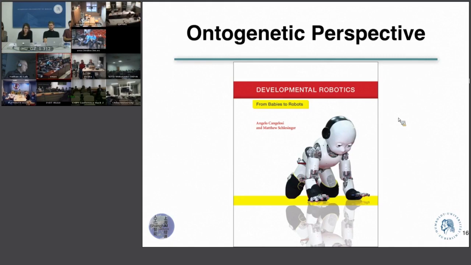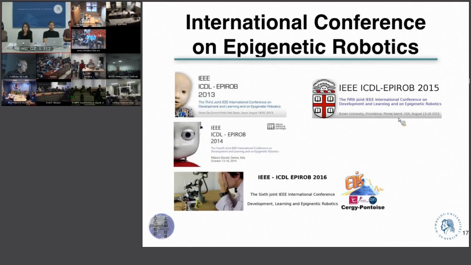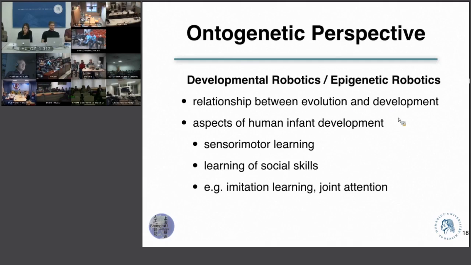There's also a specific conference which deals with developmental robotics. It's the International Conference on Development and Learning and Epigenetic Robotics. And it has taken place for many years already. This conference discusses all the research related to developmental robotics and how robots can develop skills and how it can be compared to human development and learning. So the ontogenetic perspective, which we can call developmental robotics or epigenetic robotics, it's basically the same, has the same meaning.